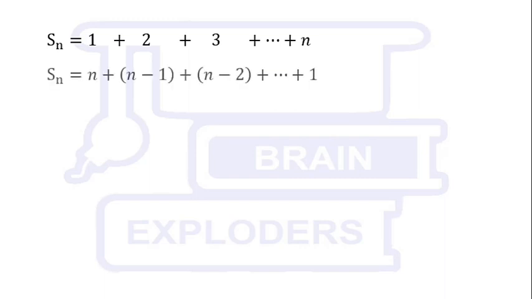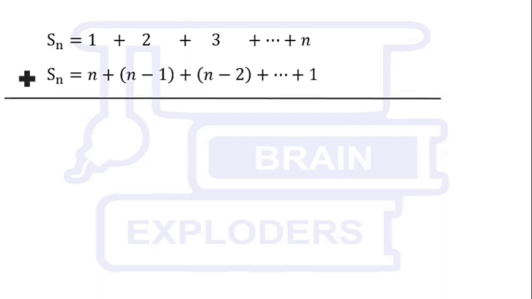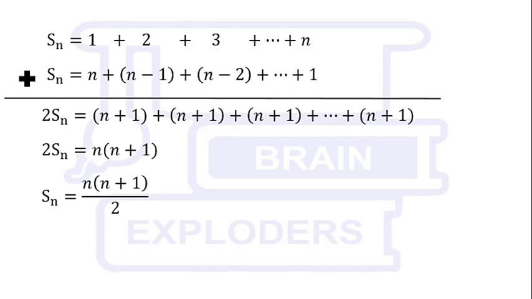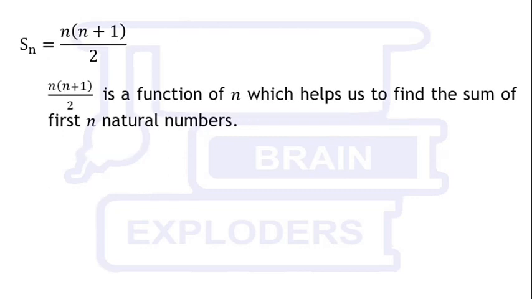Write these natural numbers in two ways, one in ascending order and one in descending order. On adding these equations, we get 2Sn equals n plus 1 plus n plus 1 plus n plus 1 and so on for n times. Hence, 2Sn is equal to n times n plus 1 and Sn is equal to n times n plus 1 over 2. This is a function of n which helps us to find the sum of first n natural numbers.